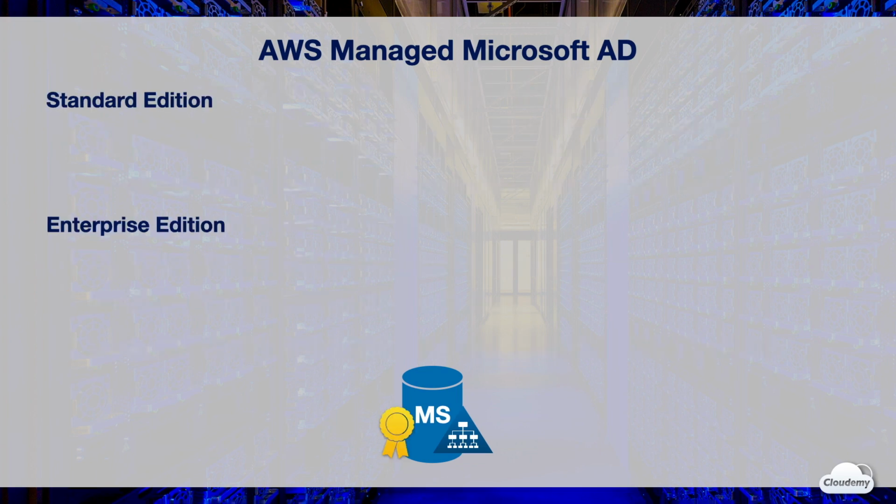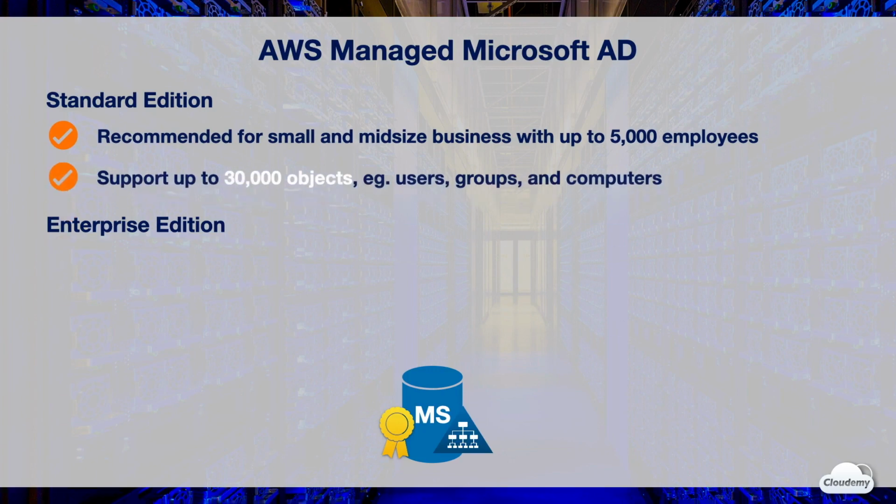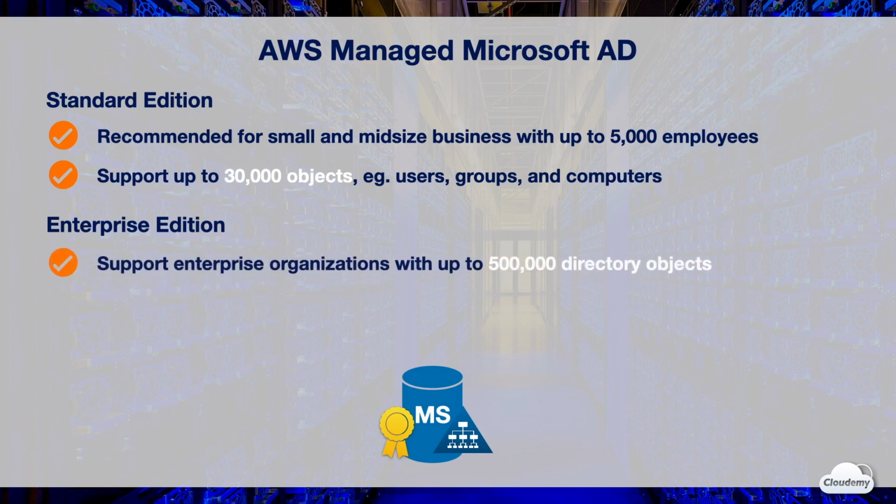AWS Managed Microsoft AD is available in two editions, Standard Edition and Enterprise Edition. The Standard Edition is recommended as a primary directory for small and mid-sized businesses with up to 5,000 employees. It provides enough storage capacity to support up to 30,000 directory objects, such as users, groups, and computers. The Enterprise Edition is designed to support enterprise organizations with up to 500,000 directory objects.